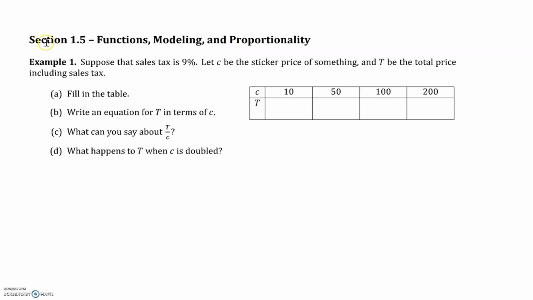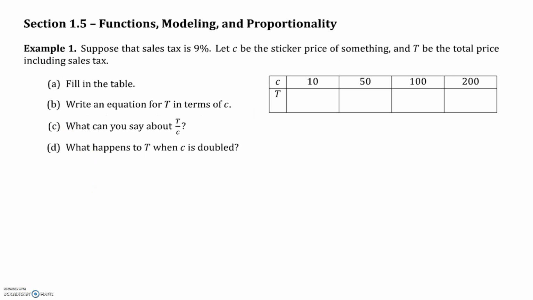And this is section 1.5 on page 25 in your class notes notebook. So let's first look at example 1. It says, suppose sales tax is 9%, and let C be the sticker price of something and T be the total price, including sales tax. Part A says fill in the table.